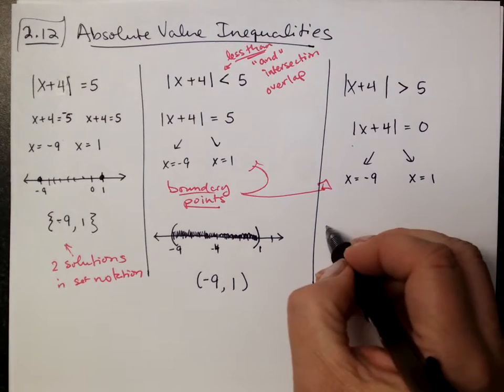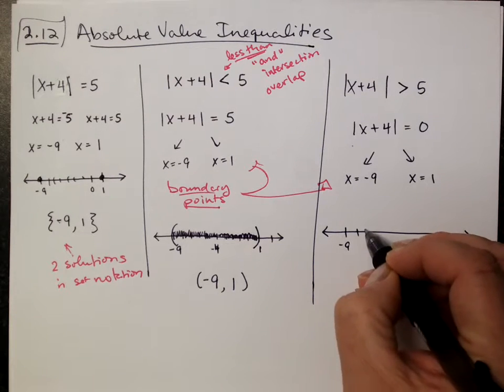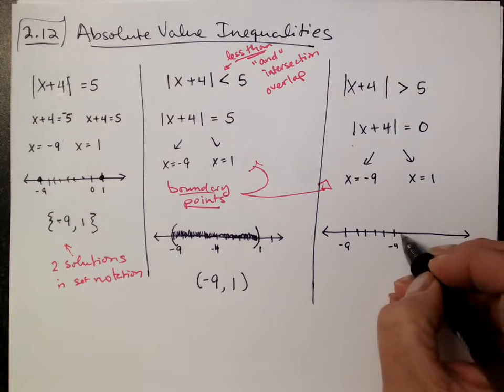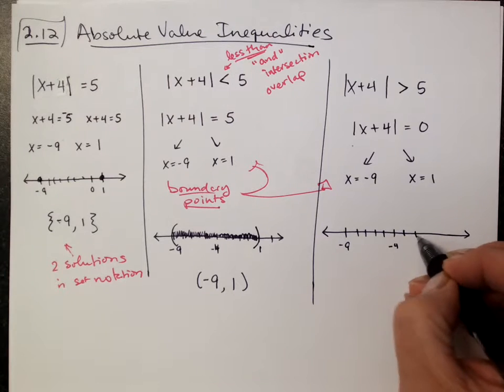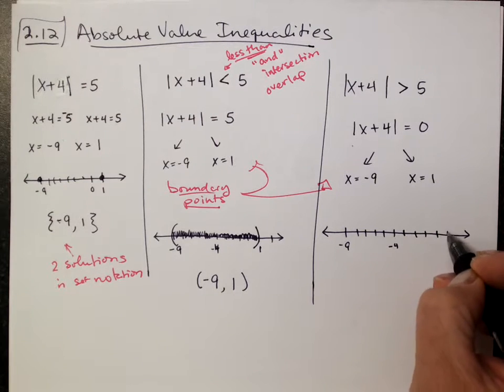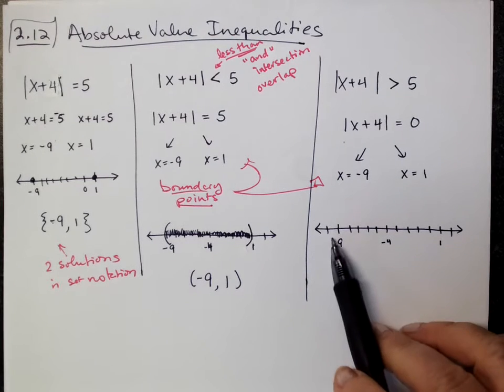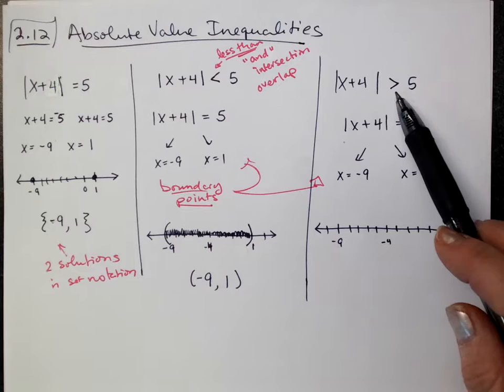And so here, we'll mark where our boundary points are. -9. That would be our anchor point. You don't have to mark your anchor point. It's just visually so we can kind of see where we're moving. Okay. So there's our solutions, our boundary points.